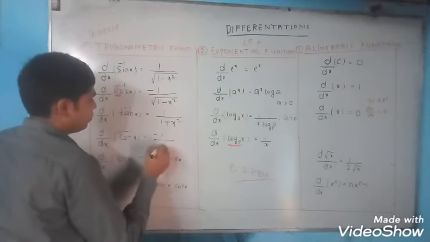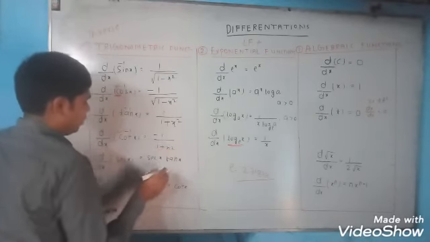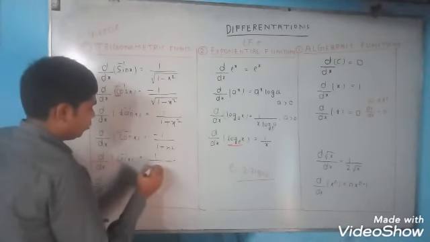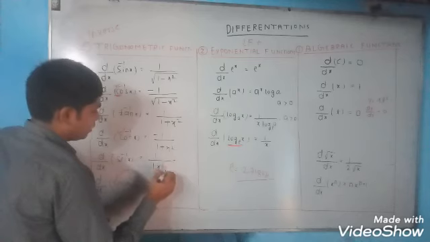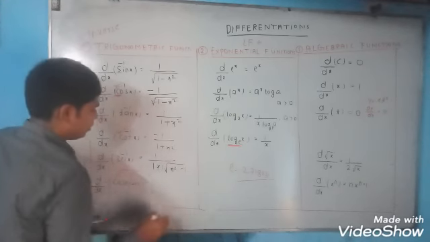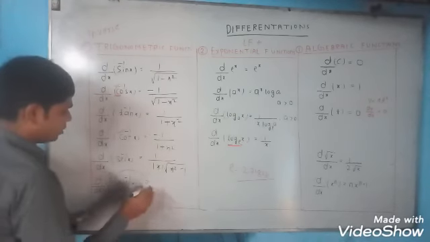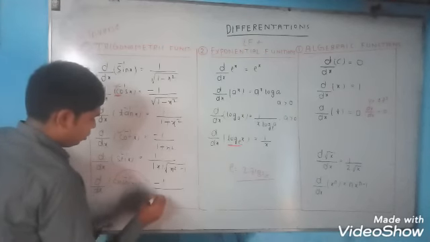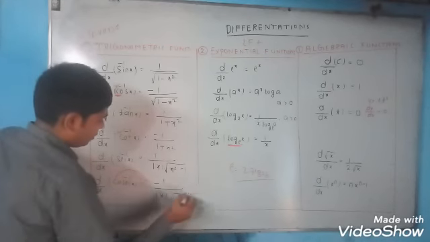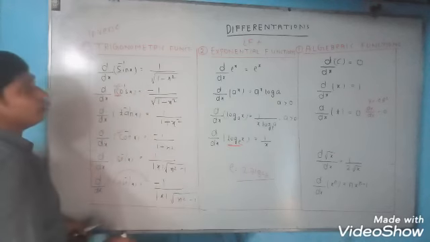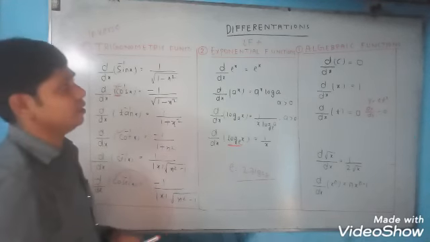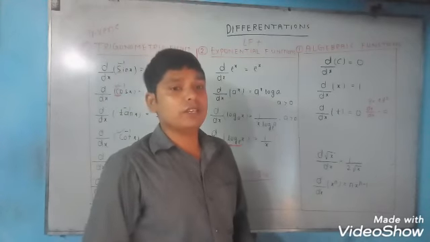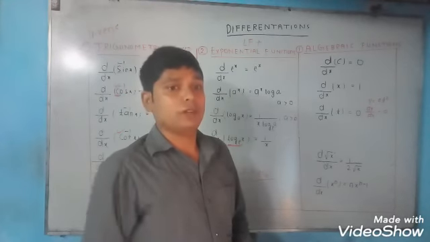minus 1 by 1 plus x square, and differentiation of sec inverse x equals 1 by mod of x root under x square minus 1, and differentiation of cosec inverse x equals, here we have to put minus, 1 by mod of x root under x square minus 1. Those are all the formulas regarding differentiation. In the next video we will discuss the application of these formulas.